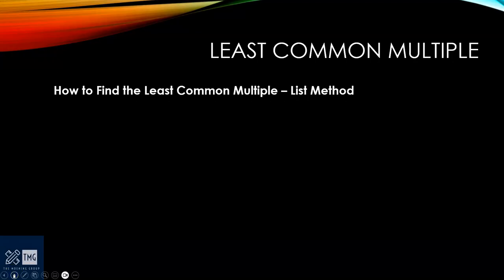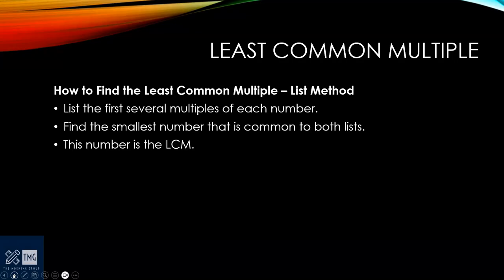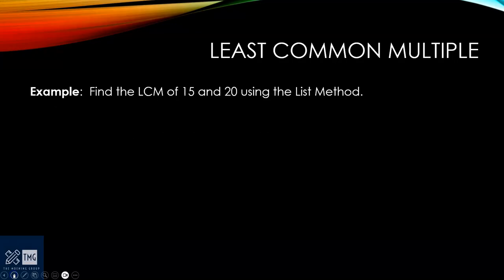All right, let's jump in first with the list method. First, we're going to list however many multiples of each number we need. We're going to find the smallest number that is common to both lists, and that's the least common multiple. So we're going to start with 15 and 20, finding the least common multiple.